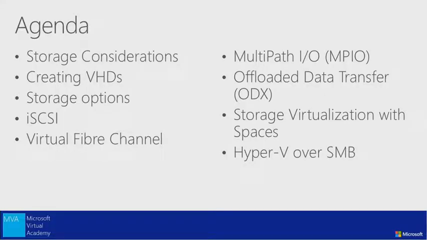So a couple of things to think about when it comes to storage and the agenda for this discussion. A bunch of different storage considerations, as well as how to create virtual disks, the different types of options out there, iSCSI, virtual Fibre Channel, MPIO, ODX, a whole bunch of new capabilities that we've added to the core when it comes to both Windows Server, Hyper-V, and including the new Windows Server 2012 file server. There's a whole bunch of greatness happening on there, so we definitely want to get to that as well.